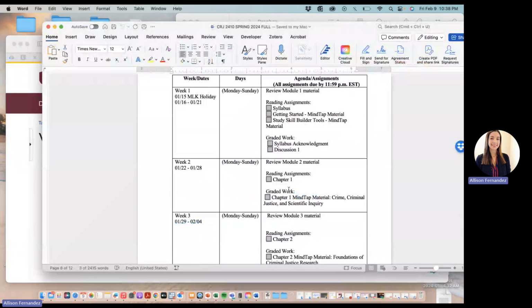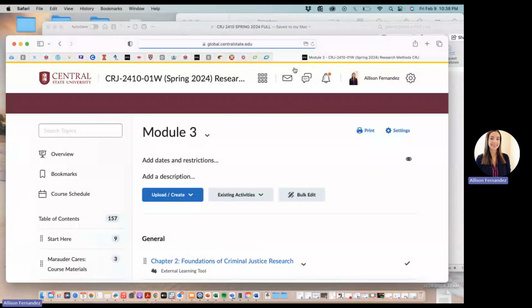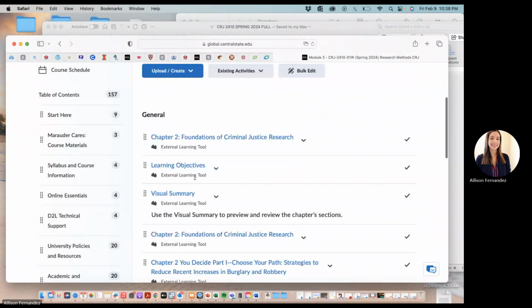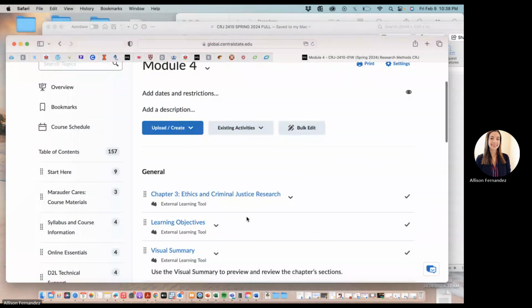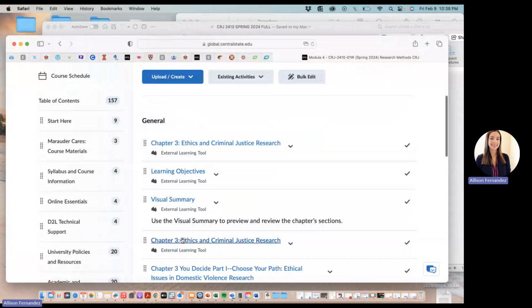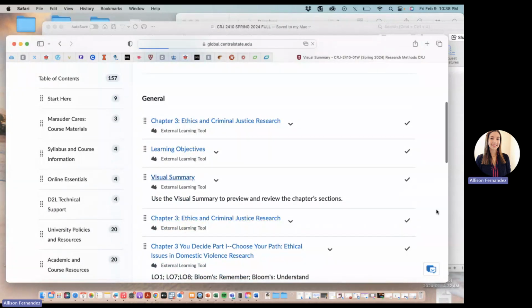All right, so that was chapter 1 and 2. And chapter 3 is ethics. So let me pull that up.